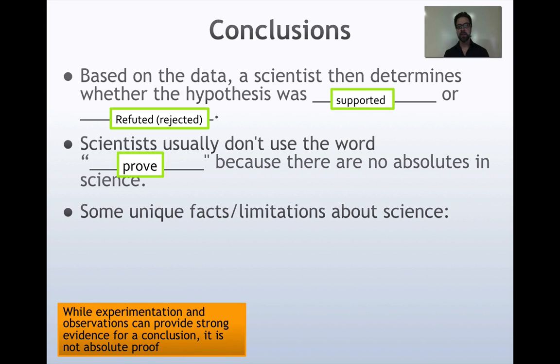Secondly, while experimentation and observations can provide strong evidence for a conclusion, it's not absolute proof. For example, a man named Charles Darwin and his son noticed the fact that those plants were leaning towards a window. So they did some experiments. They cut the tips off of the plants because they assumed there was a light sensing organ at the tips of the plants that caused them to bend towards the window. So what they did then is they snipped the tips of grasses and plants, and they watched to see how the plants would respond. Well, the plants wound up growing straight up.